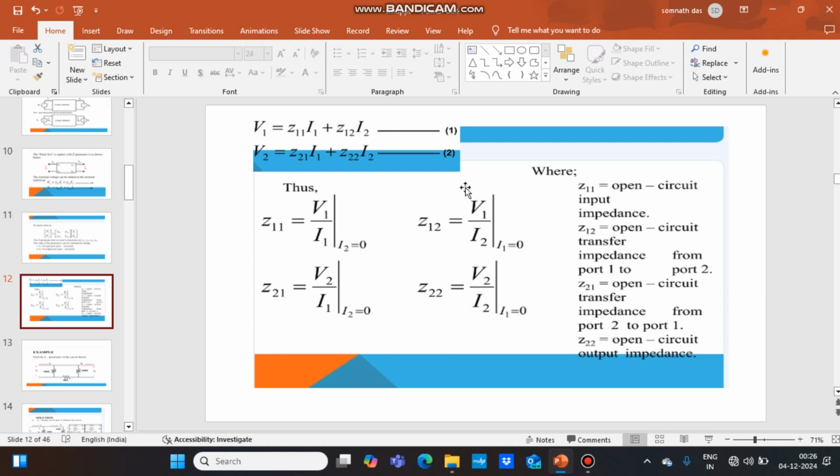Similarly, Z12 is also a transfer impedance parameter and Z22 is the output port impedance. Z22 is the output port impedance because we get the value by dividing V2 by I2. V2 is the output port voltage, I2 is the output port current. So that's why Z22 is the output port impedance.